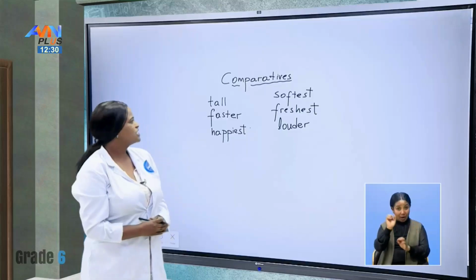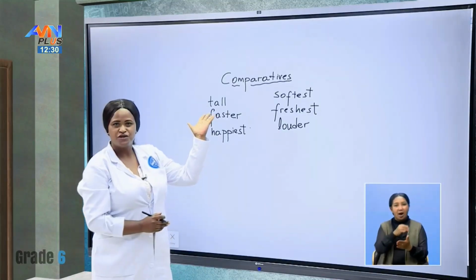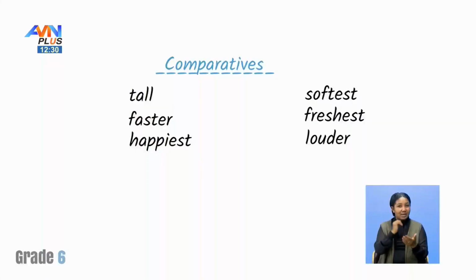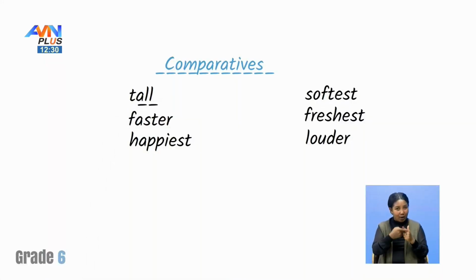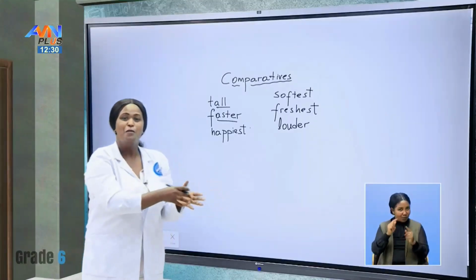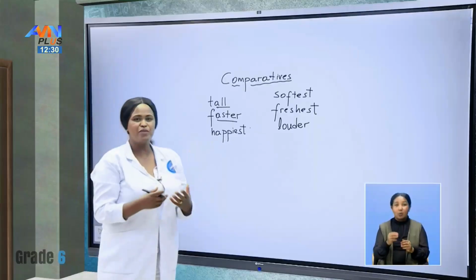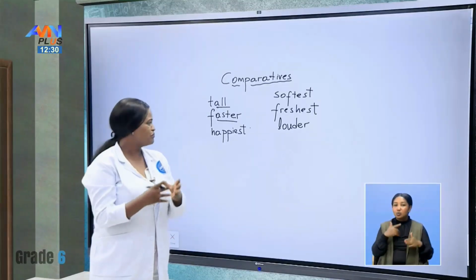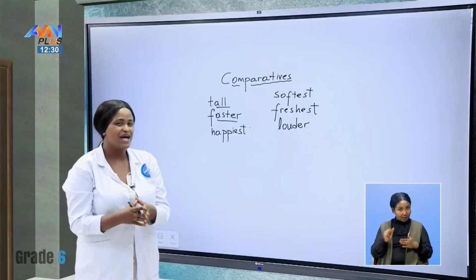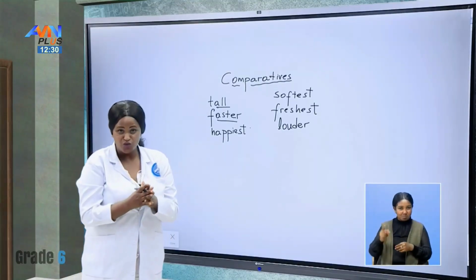What difference have you seen in these adjectives? Look at the first one. It says tall. And the second one, faster. Who do we say faster? Tim was faster than Max, the dog. Good. When it comes to the happiest, who was the happiest? Yes, the happiest was Tim's dog, which is Max.